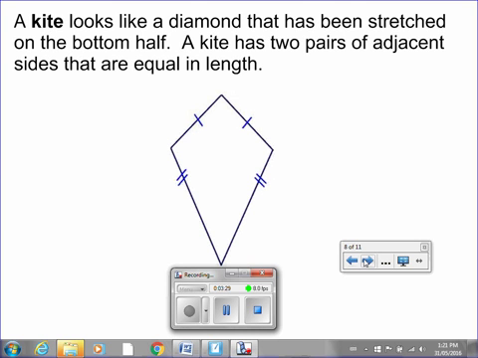A kite looks like a diamond that has been stretched on the bottom half. A kite has two pairs of adjacent sides that are equal in length, meaning that the top two sides are equal in length and the bottom two sides are equal to each other.